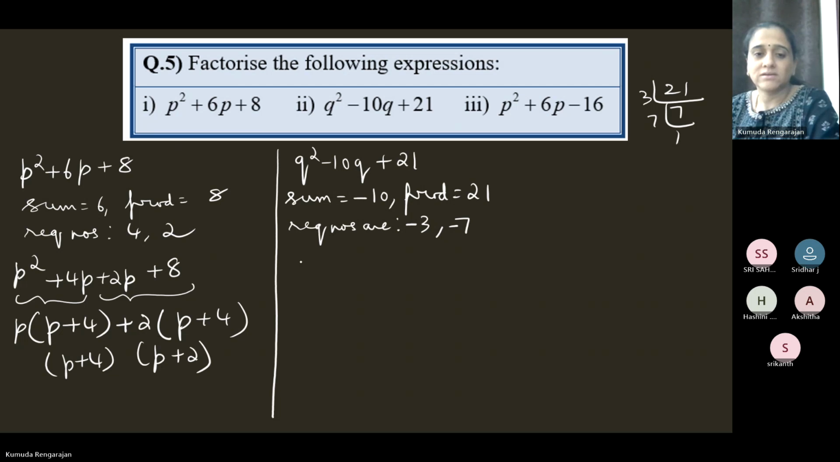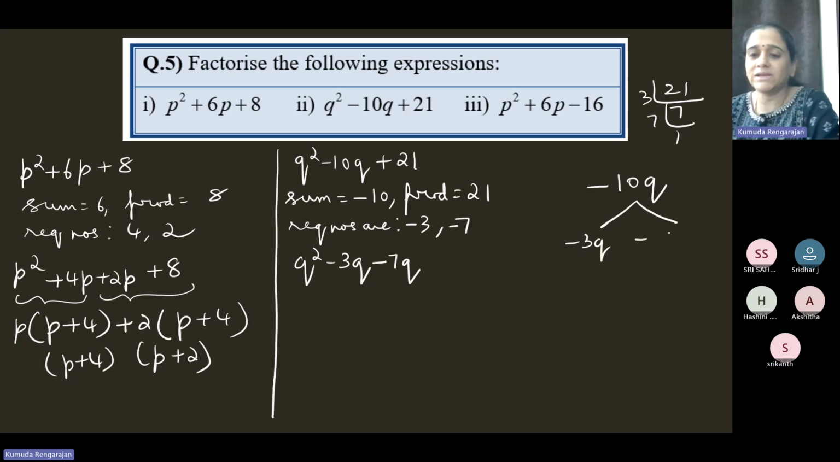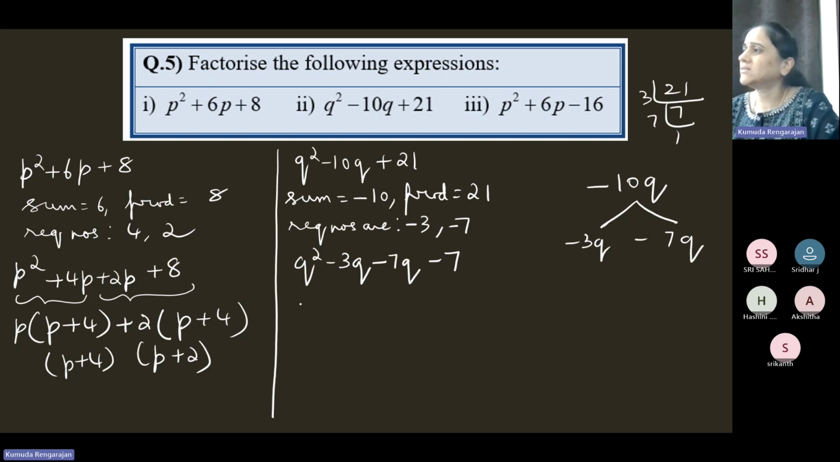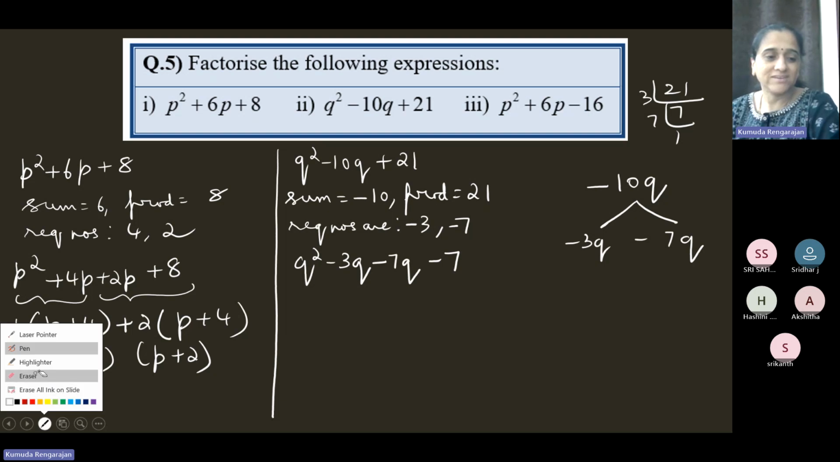Okay. Next, Shrikant. Ma'am, q squared minus 3q, because it's minus 10q. So minus 3q minus 7q. You're splitting minus 10q, so minus 3q minus 7q. Okay, ma'am. Minus 7. Yeah, Shrikant, thank you. Stop. Navneet, continue. Quick, quick. Oh, minus 21, sorry. Sorry, plus 21. Yeah, plus 21.